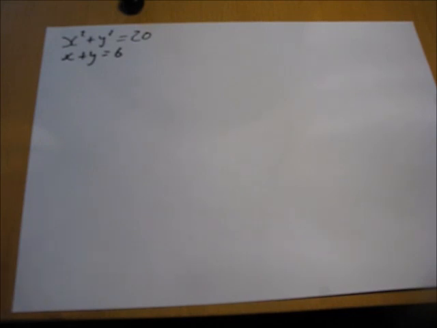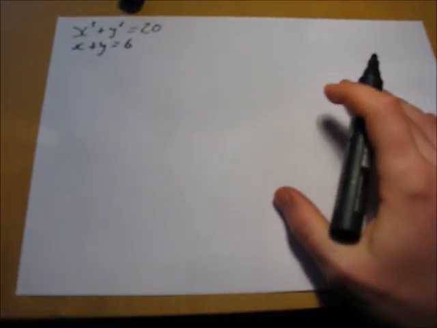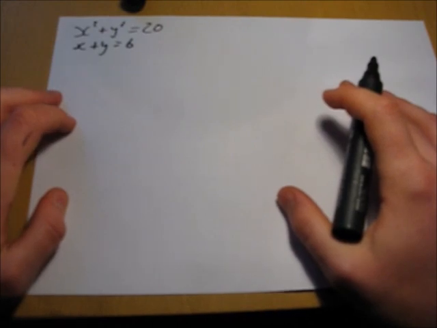Hello, so today we're going to be doing simultaneous equations involving quadratics, so that means that it's got an x squared or a y squared. This is my first video, so I'm really sorry if it's awful, but I'm trying, okay?